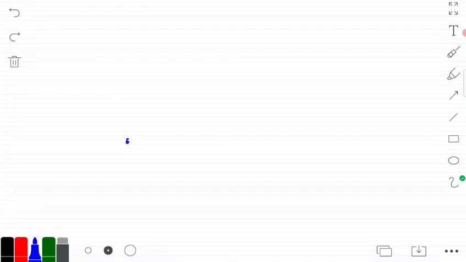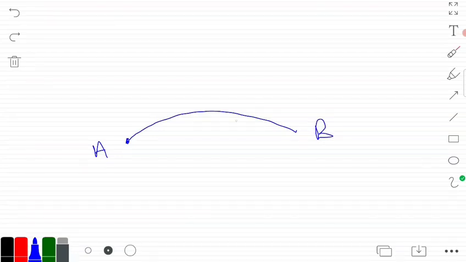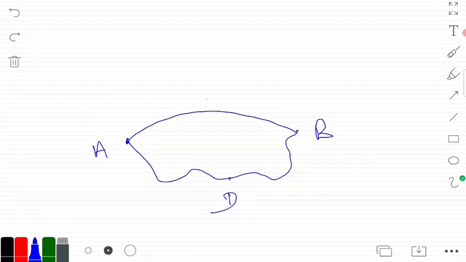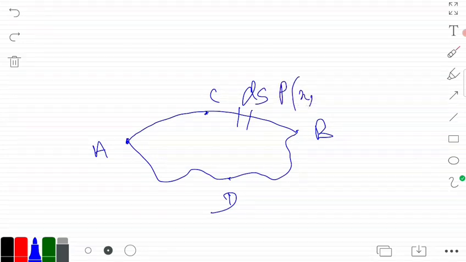Suppose I have a point over here, and suppose there is another point over here which is point B. Suppose this is another path, this is point D, this is your point C. And this is ds, the elementary distance, and this is your point P having coordinates x, y, z. The differential element ds at the point P is so small that it is exactly equal to a point.